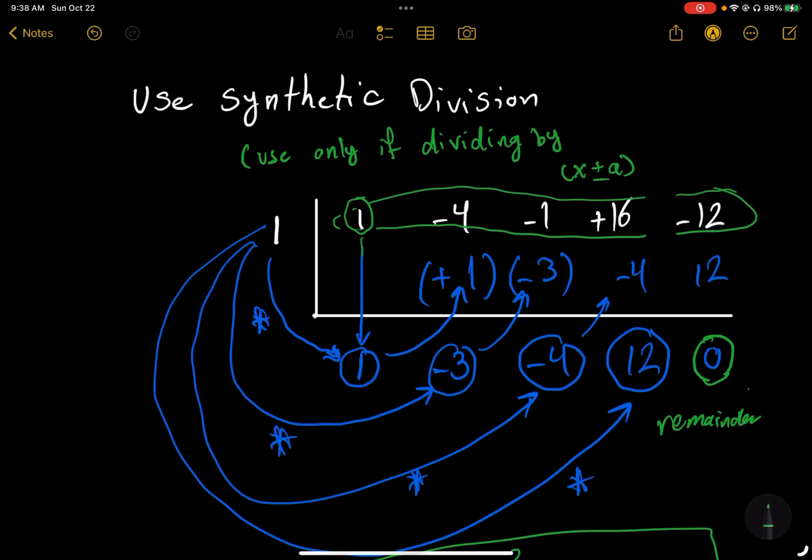And then after that, we start the procedure. The procedure says take this number 1, multiply it by the root, and write it underneath the next coefficient. So 1 times 1 is plus 1, you put that right underneath the -4, and add: -4 plus 1 is -3. You repeat: -3 times 1 is -3. Add them, that's -4. -4 times 1 is -4. 16 minus 4 is 12. Again, 12 times 1 is 12, and -12 plus 12 is 0, which is the remainder.